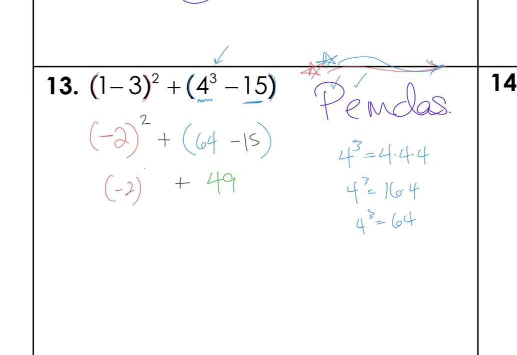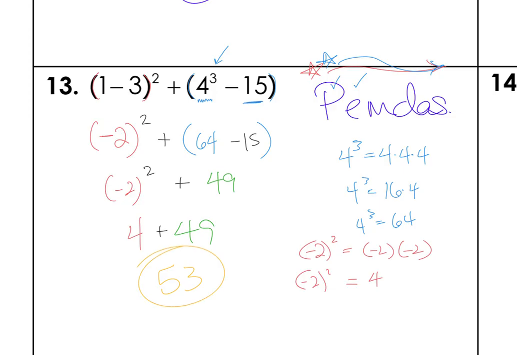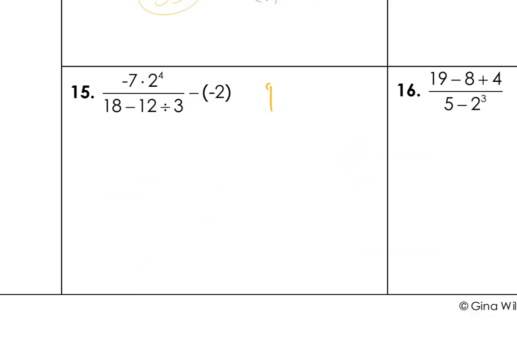Negative 2 squared. So negative 2 squared is like this. It's negative 2 times negative 2. Notice, again, I wrote my negatives in these little containers because I really want everyone to know that I brought 2 negative 2's. And negative 2 times negative 2 is positive 4. So negative 2 squared is 4 plus 49. We get 53.